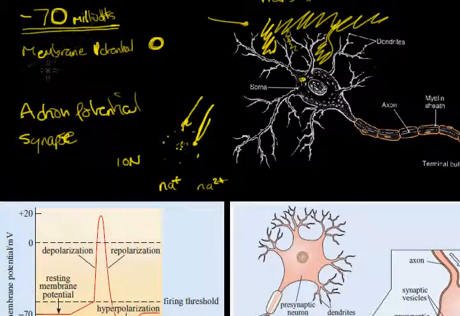This -70 millivolts is also called the resting potential, because it's the potential that we have when the neuron is quiet, when there is no activity, when the neuron isn't stimulated, when it's not firing an action potential or something like that.